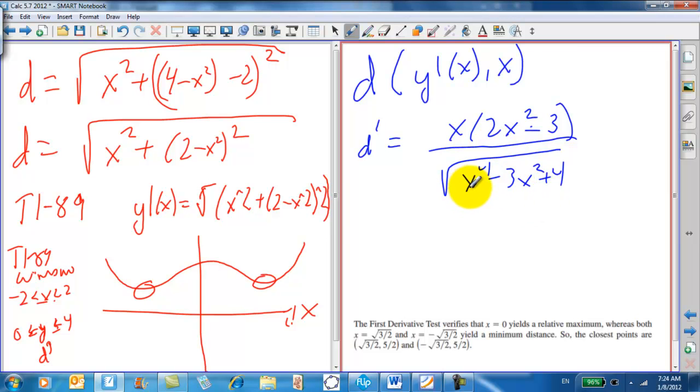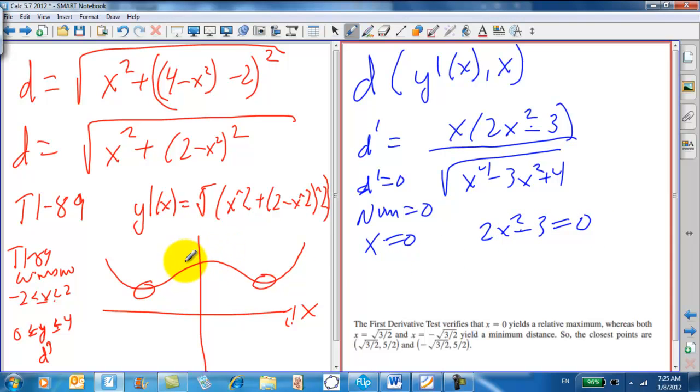So, you can tell from the graph, though, that we don't look like we're concerned with any undefined sections here. So I'm going to focus on what makes the numerator equal to 0. We set the derivative equal to 0, and to do that I'm going to set the numerator equal to 0. So we get x equals 0, or 2x squared minus 3 equals 0.